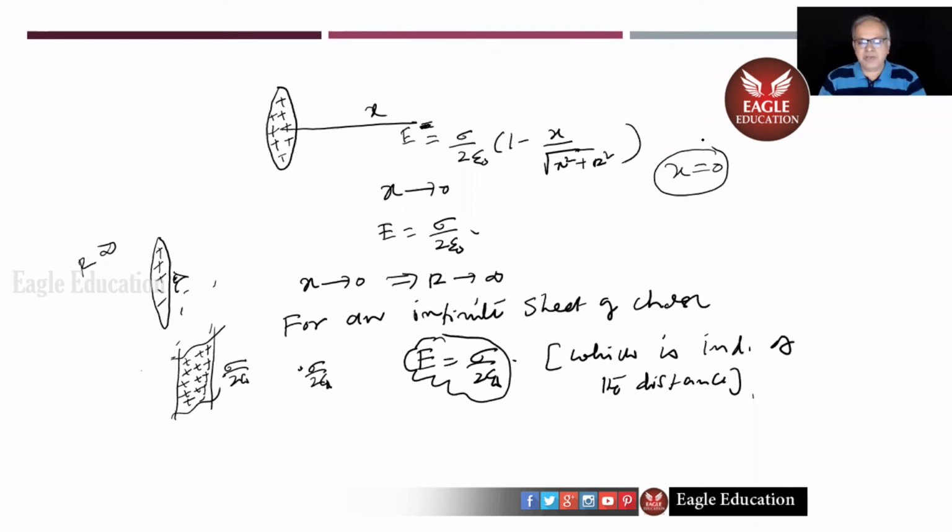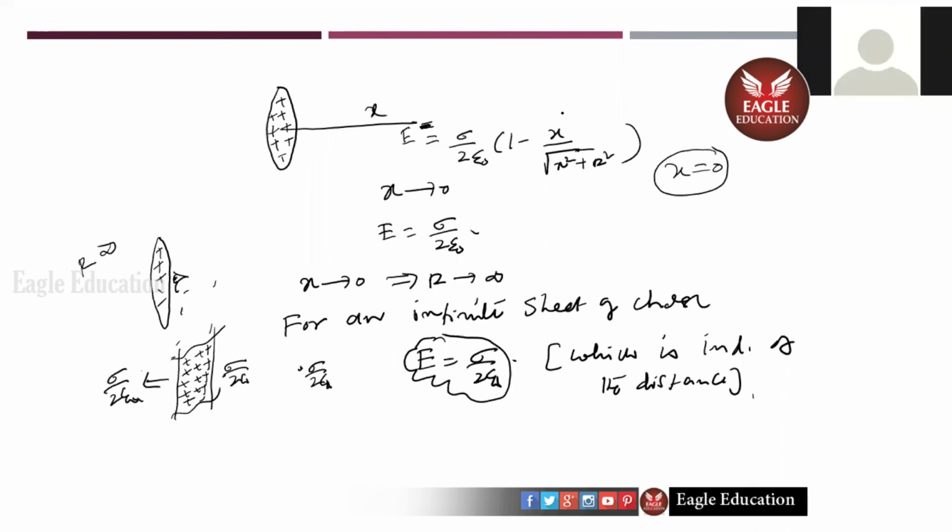X is tending to 0. I said sigma by 2 epsilon 0. That's also equivalent to saying that the field near an infinite sheet of charge is sigma by 2 epsilon 0. Not only this side, even this side. Try to understand. Both sides there will be field. Here also, we did not show it, but this side also the same field will be there.